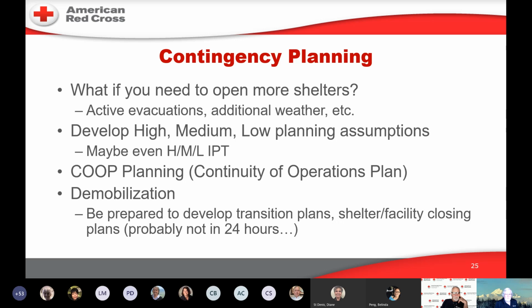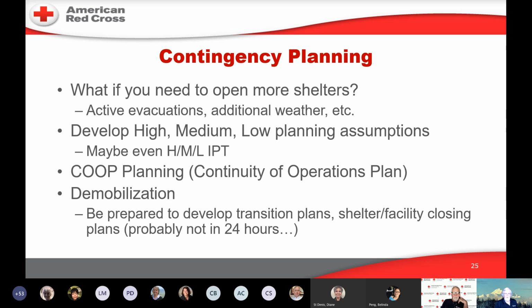COOP planning in this case, we are looking at more of, are you moving your headquarters? What do we have to do if we have to move our operation? What plans do we have in place for backups to move out of where we are now into another place without losing much continuity as we're going through?